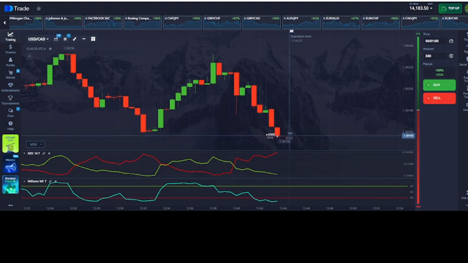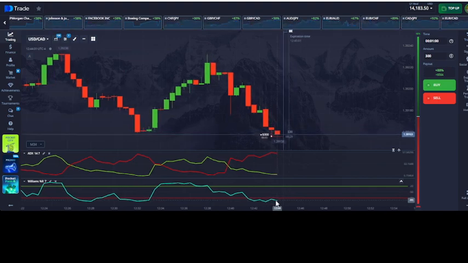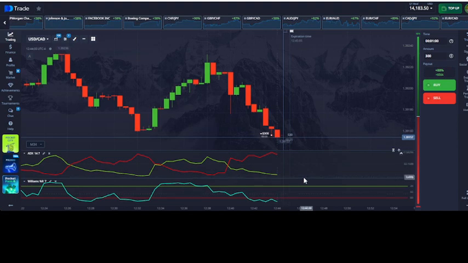Okay, so I'm on the US dollar Canadian dollar, and I just took a sell trade here. The reason why I took the sell trade here, we're seeing a divergence of the minus DI line and the plus DI line, how they're separating apart. The lines are growing in separation here. And secondly, the Williams percent R line has crossed below the minus 80 line, suggesting a continued bearish move to the downside here. So let's monitor this trade and wait for the expiration.